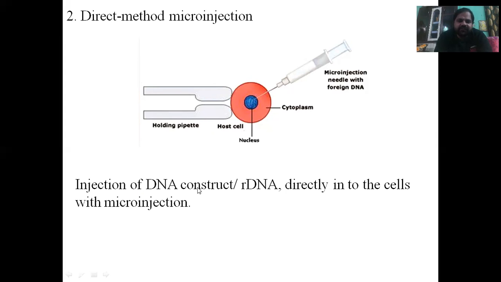Now the injection of DNA, or a DNA construct or RNA, directly into the cell with the microinjection is being done, and generally this procedure has been used to insert the recombinant DNA in animal cells.